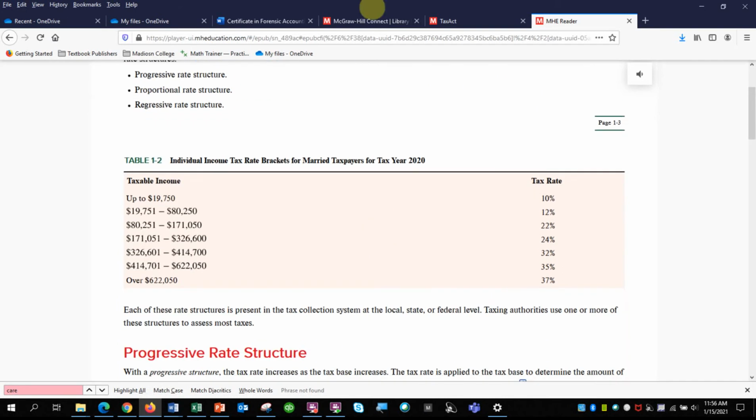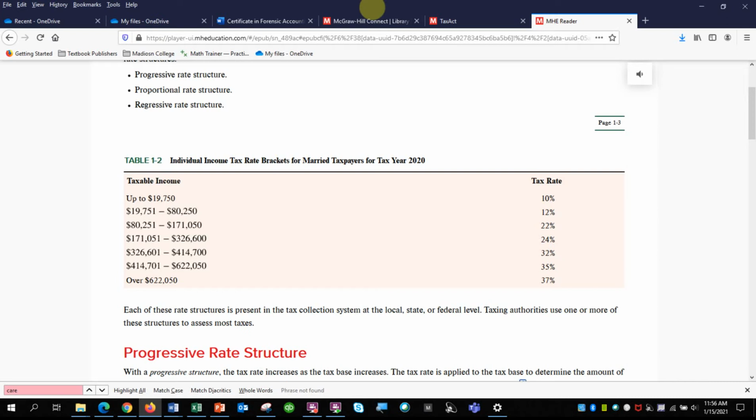To begin with, though, before we get to actually defining those various rate structures, I have here in Table 1.2, or the authors do, the individual tax brackets for married persons for 2020. These change occasionally, but the rates have held constant since the 2017 Tax Act. Specifically, it's called the Tax Cuts and Jobs Act.